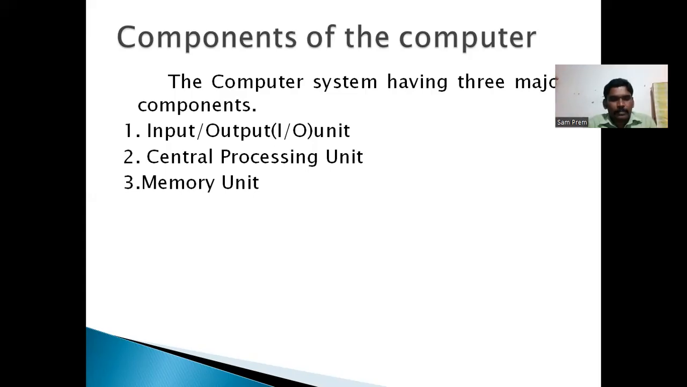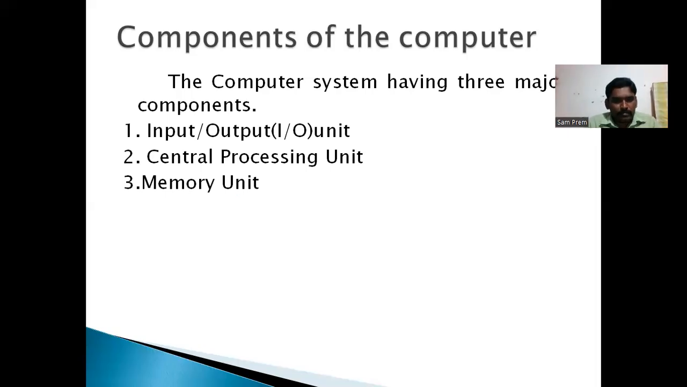So these are called input or output units. Another one is the central processing unit. The central processing unit is nothing but a processor. We can say it's the brain of the computer. It processes all the instructions and produces a set of outputs. So next one, memory unit.